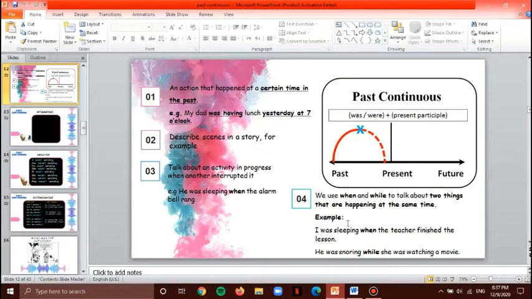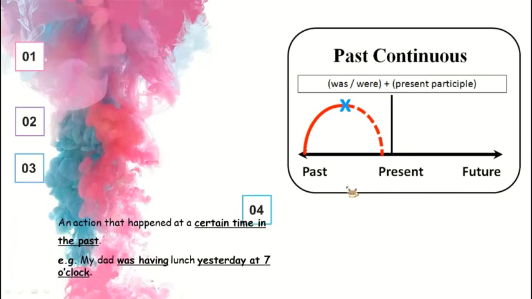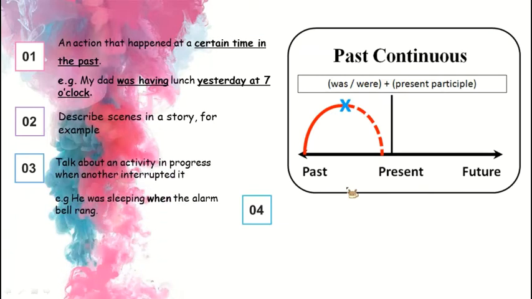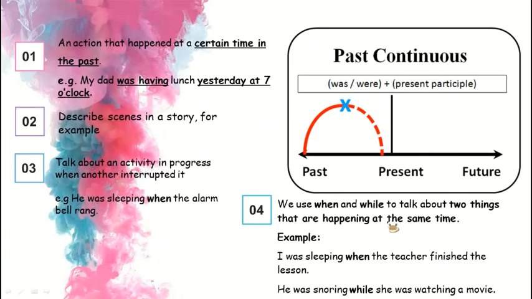So here, for example, let us return back to the presentation. I was sleeping when the teacher finished the lesson. So here I have two actions happening at the same time. One is long and one is short, right? I was sleeping, this is the long action. The teacher finished the lesson, this is the short action, and it interrupted the long action. So I use when. I was sleeping when the teacher finished the lesson.